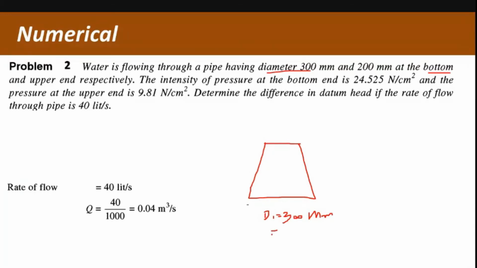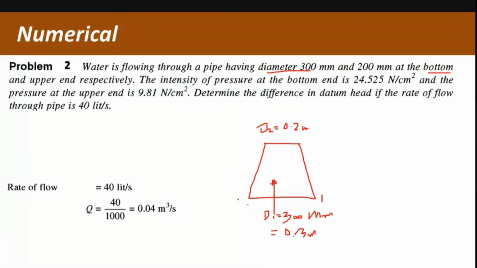Okay, so d1 is 0.3 meter. Similarly, at the upper end, the diameter d2 is 200 mm, so 200 divided by 1000, so it is 0.2 meter. Okay, and is water flowing from top to bottom or bottom to top? That is not told to us, the direction of flow. After that, the intensity of pressure at bottom end.